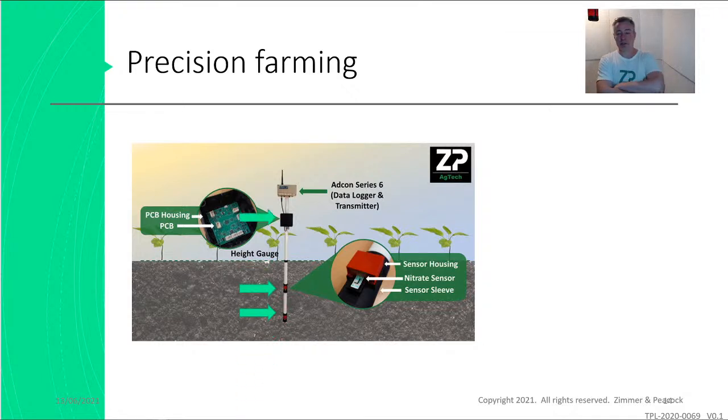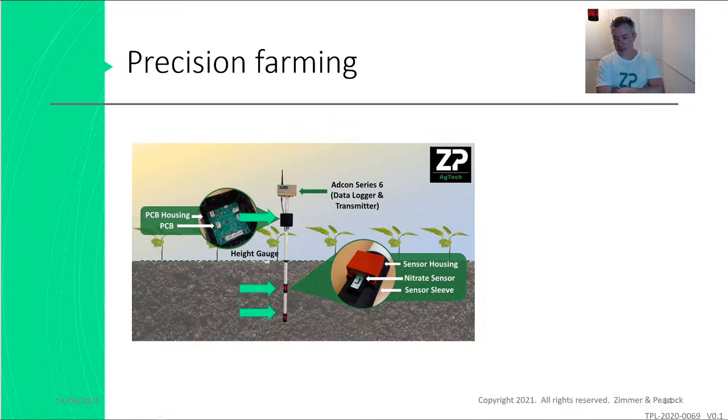And then we have electronics, because these nitrate sensors are a form of ion selective electrodes, so they give out a voltage. So we have a set of electronics for converting voltage into a protocol called SDI12.